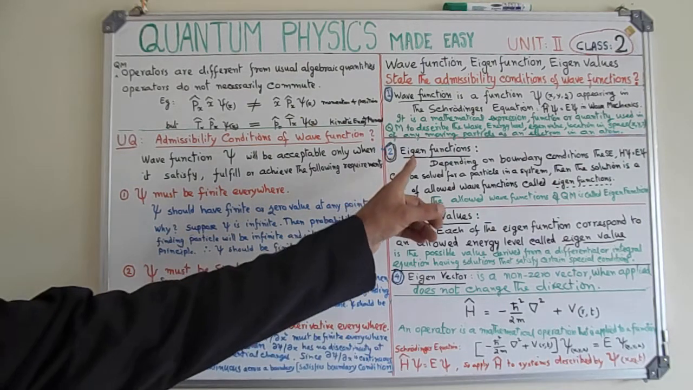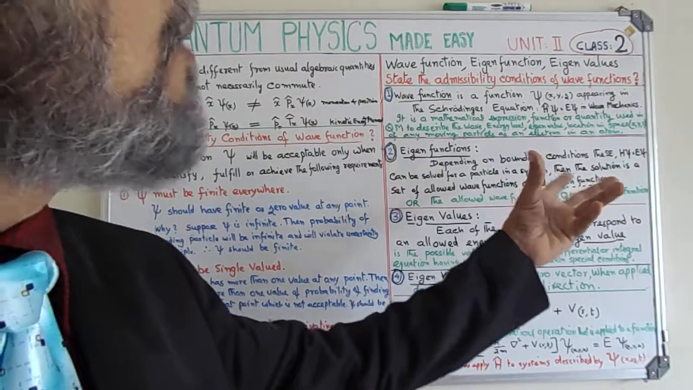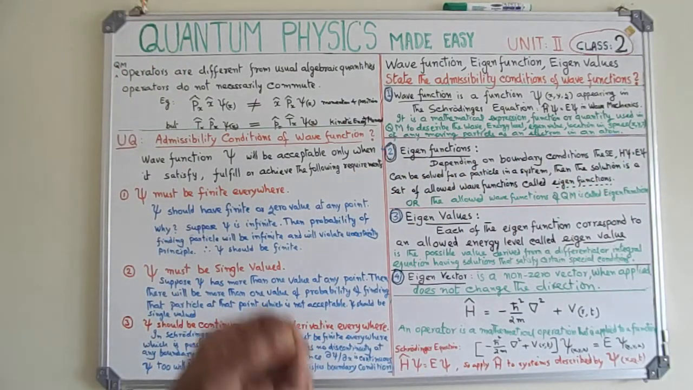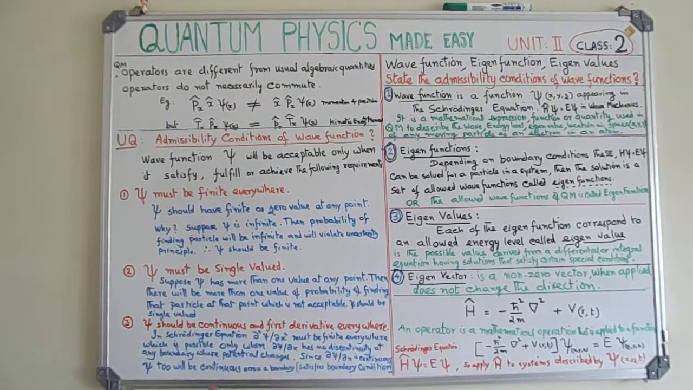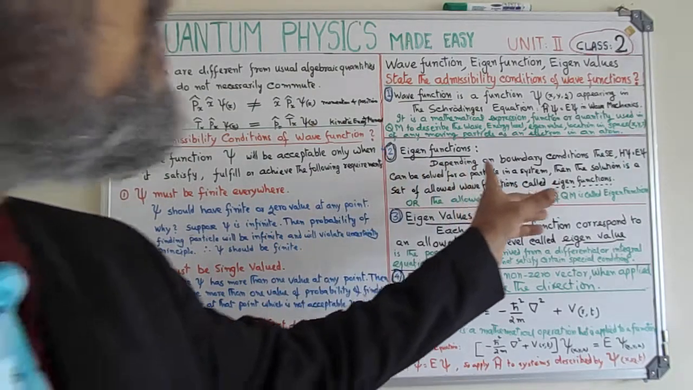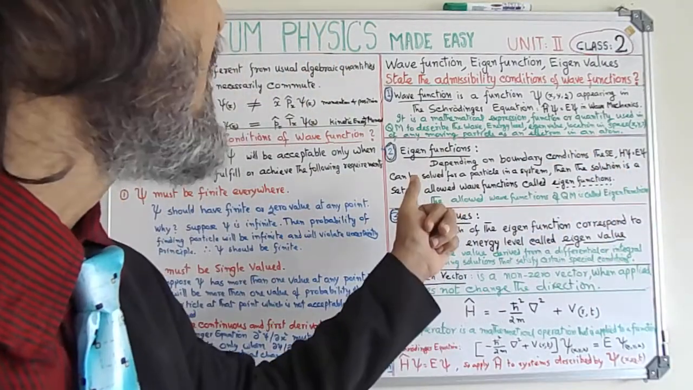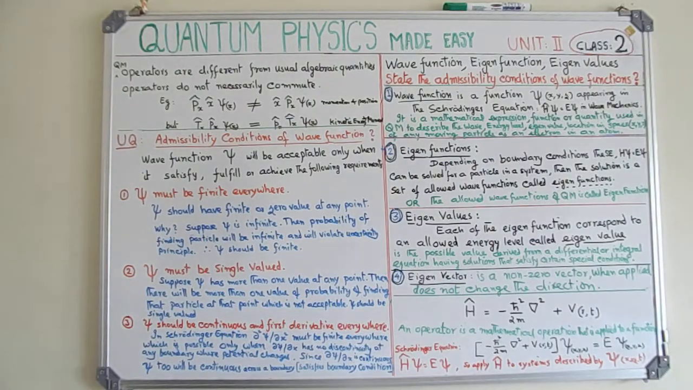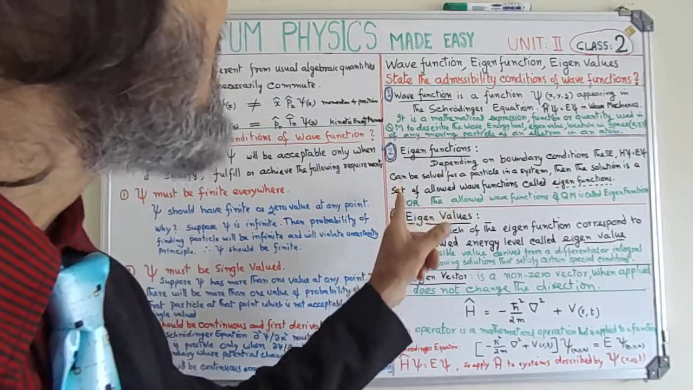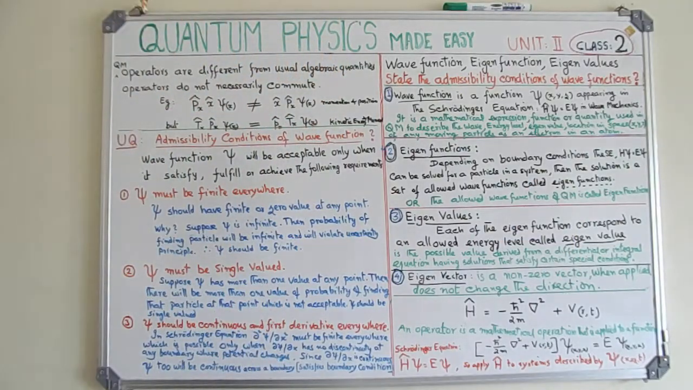Next is the eigenfunction, almost a similar meaning here. Depending on the boundary conditions of the Schrödinger equation, it should be continuous across a boundary. So depending on the boundary condition, the Schrödinger equation H psi is equal to E psi can be solved for a particle in a system. Then the solution is a set of allowed wave functions called eigenfunctions.